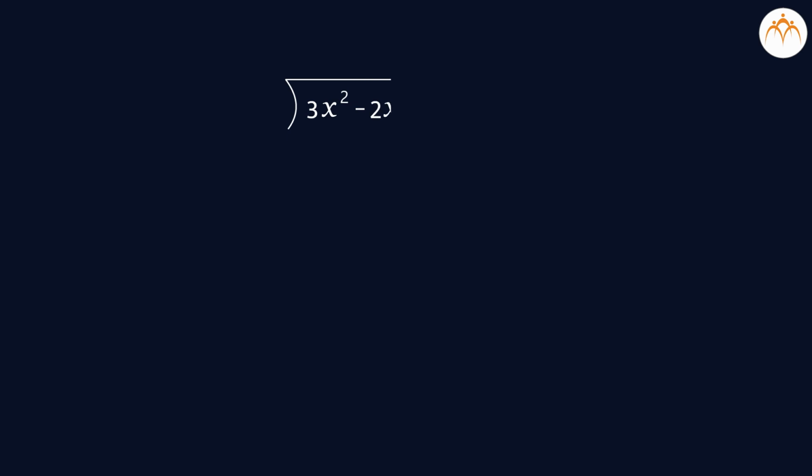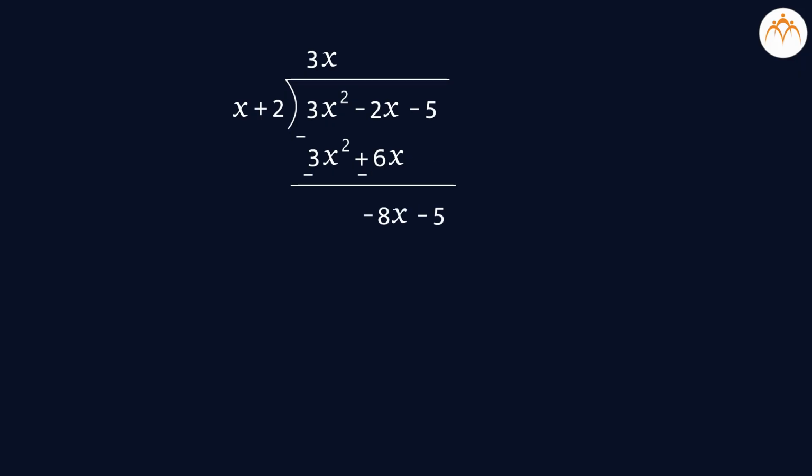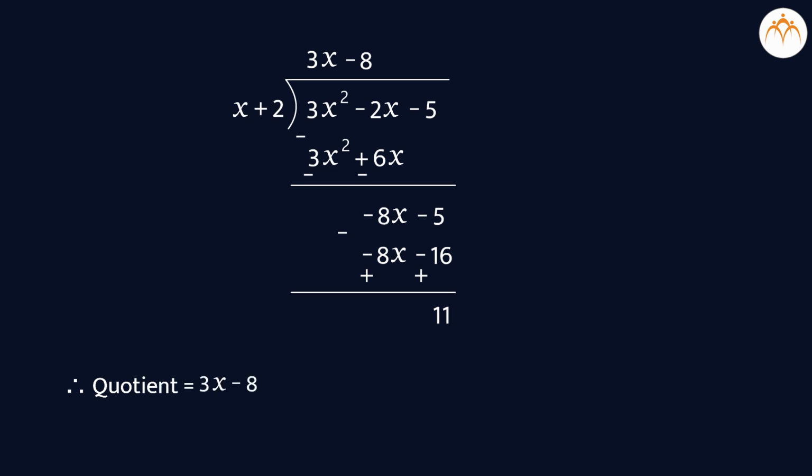3x square minus 2x minus 5 divided by x plus 2. First, let's multiply by 3x, which gives us 3x square plus 6x. After subtraction, we get minus 8x. Let's take minus 5 from above. Now, let's multiply by minus 8, which gives us minus 8x minus 16. After the subtraction, we get remainder as 11. Therefore, the quotient is 3x minus 8 and remainder will be 11.